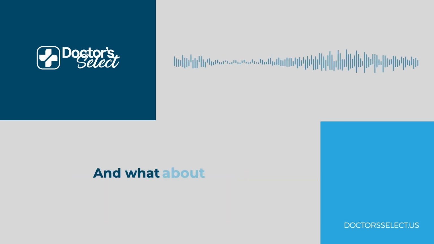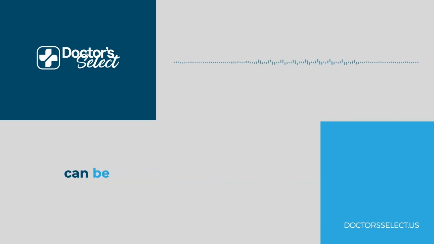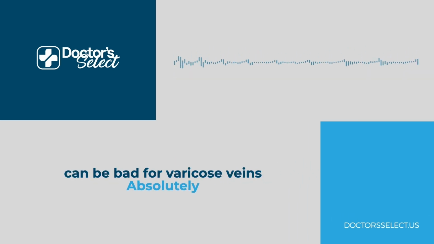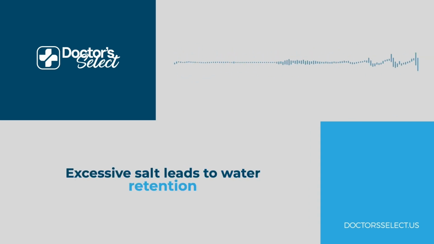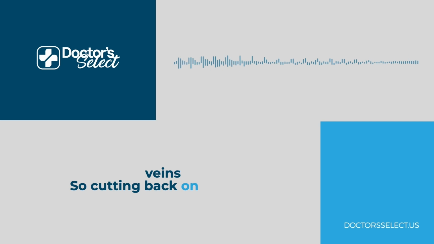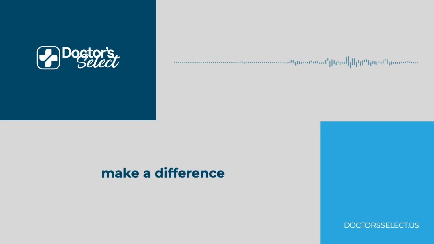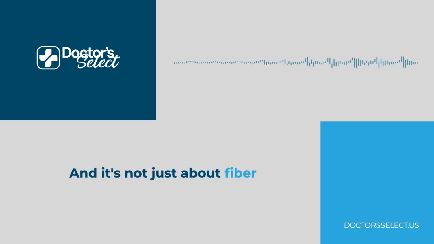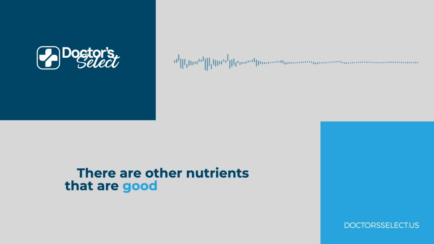Makes sense. And what about salt? I've heard that too much salt can be bad for varicose veins. Absolutely. Excessive salt leads to water retention, which increases swelling and puts extra strain on your veins. So cutting back on salt can make a difference. It can definitely help. And it's not just about fiber and salt. There are other nutrients that are good for vein health, too.